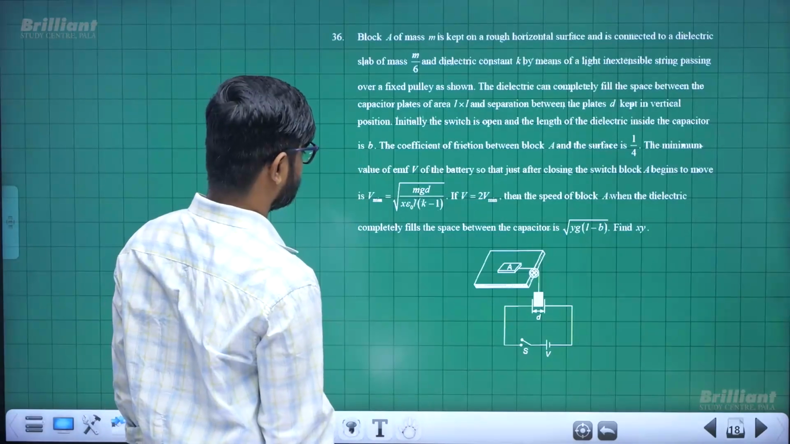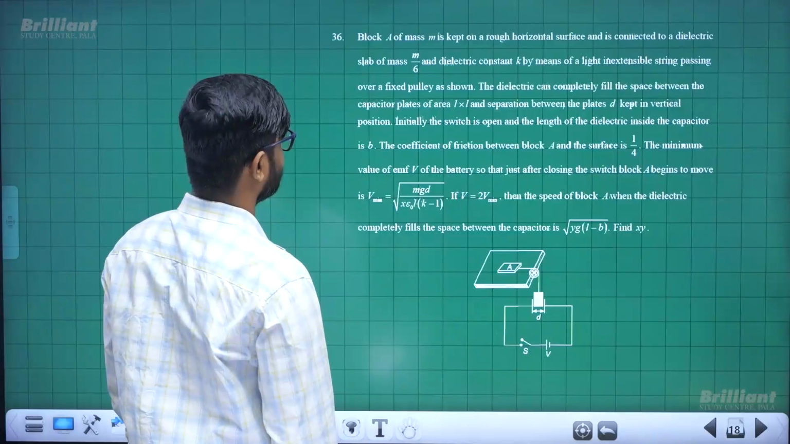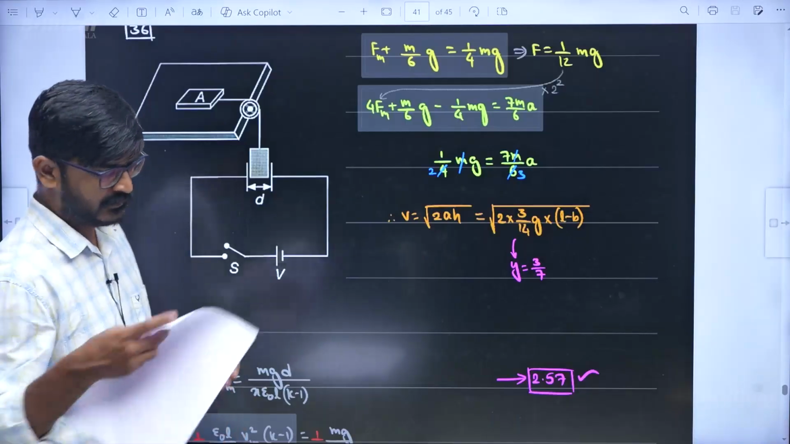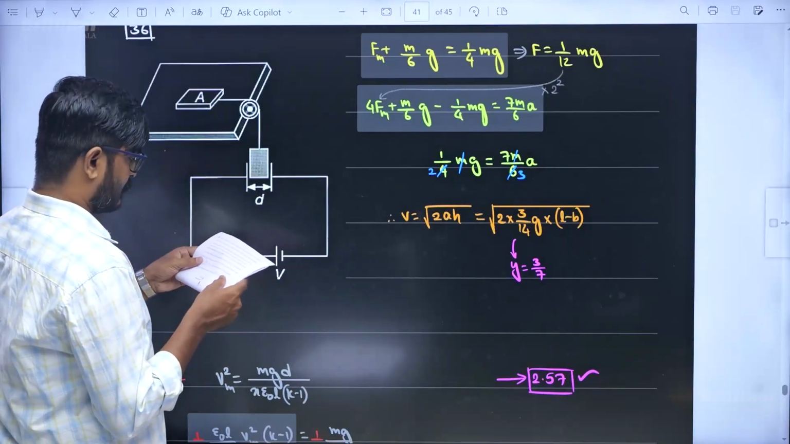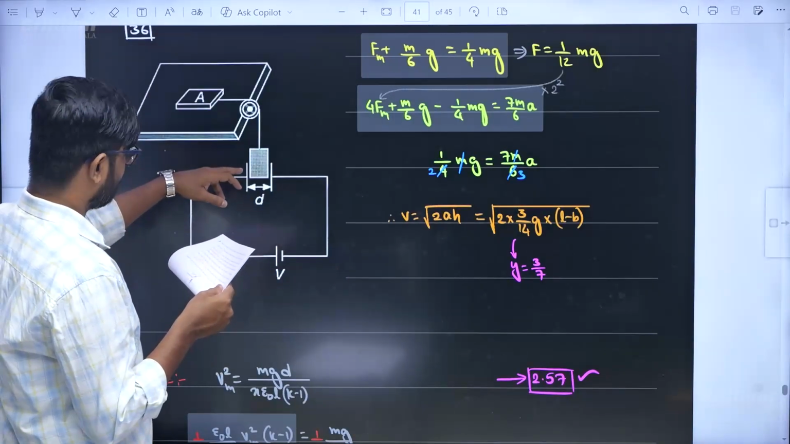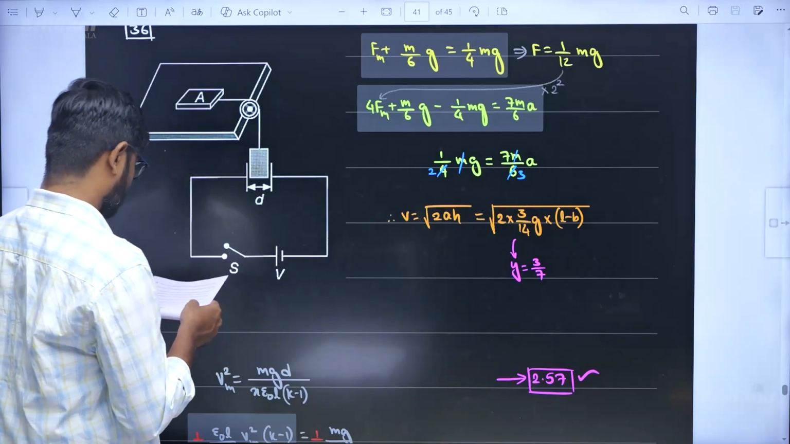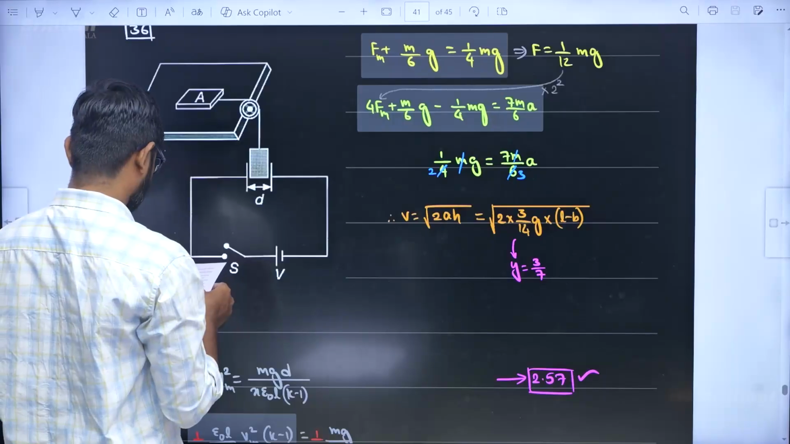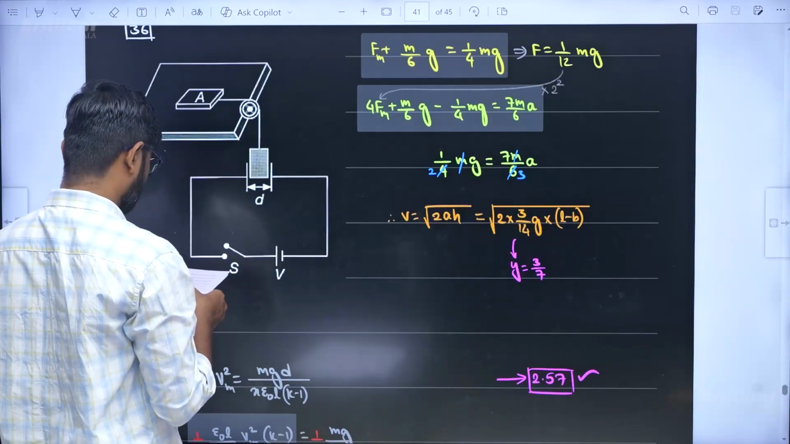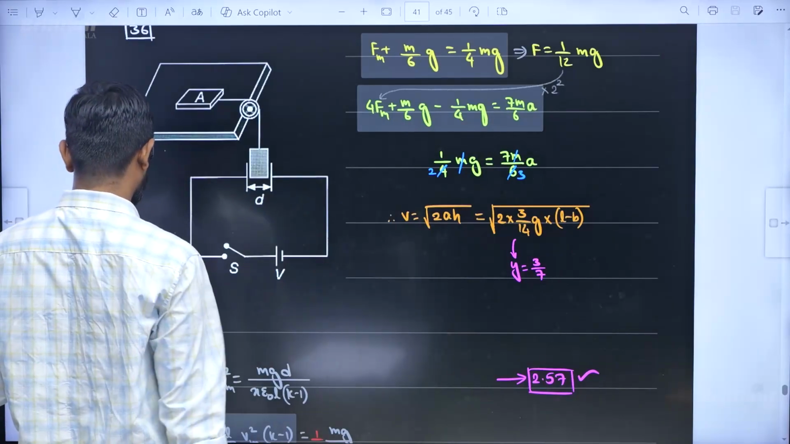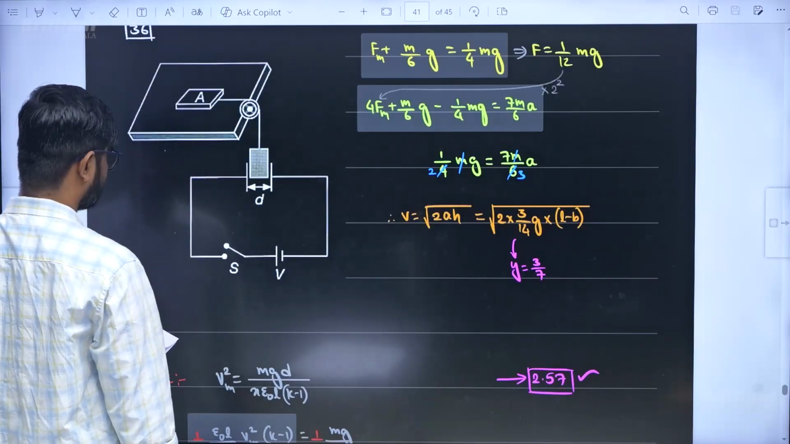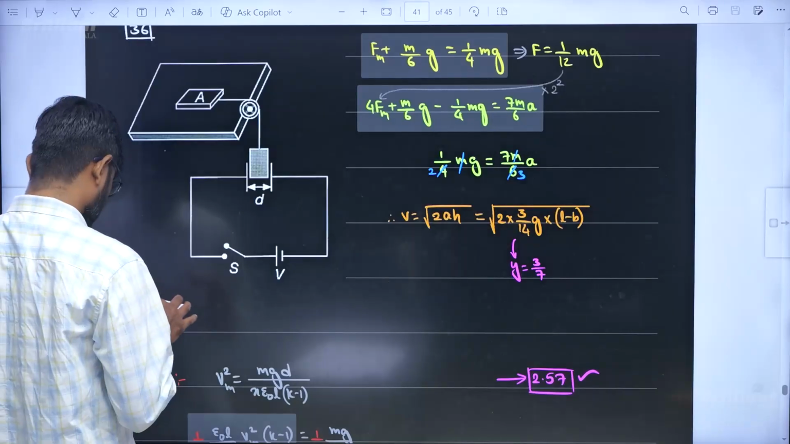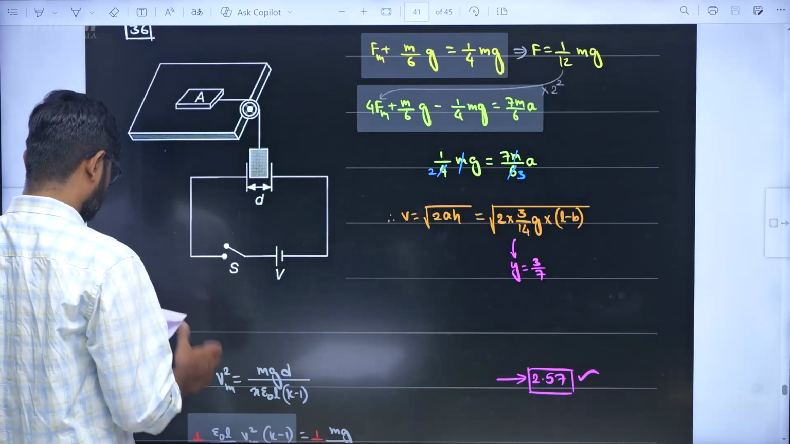A block of mass m is kept on a rough horizontal surface. So let me read it by showing you the solution. A block of mass m is kept on a rough horizontal surface and is connected to a dielectric slab of mass m by 6 and dielectric constant K by means of a light inextensible string passing over the pulley. The dielectric can completely fill the space between the capacitor plates of size L by L, and the separation between plates is D, kept in a vertical position. Initially the switch is open and the length of the dielectric inside the capacitor is b. The coefficient of friction between the blocks is 1 by 4. Find the minimum value such that it starts to move.